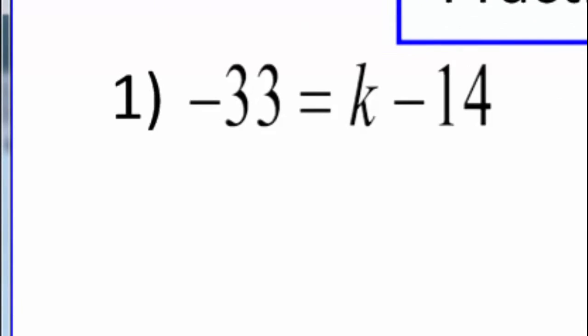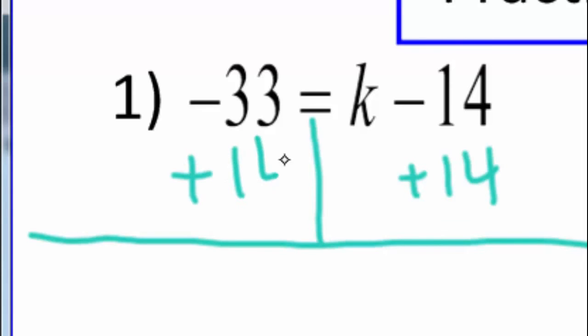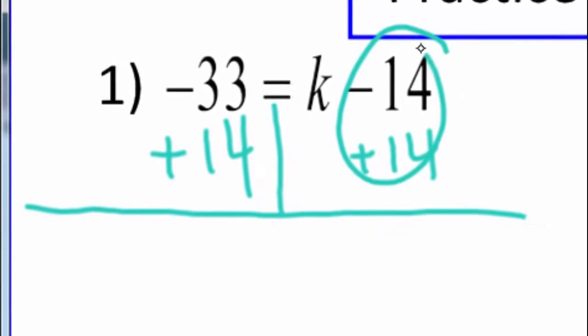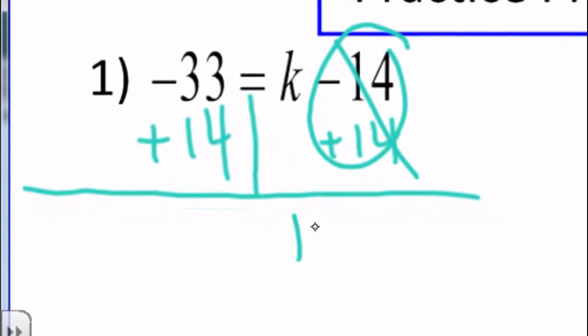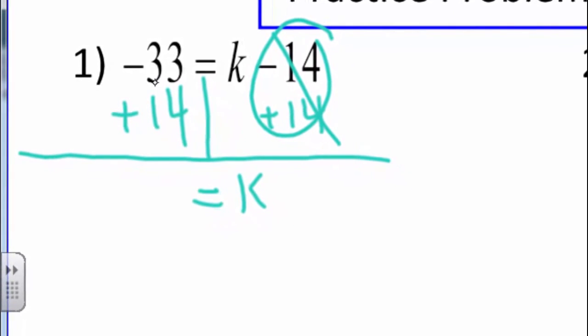Alright, number 1, negative 33 equals k minus 14. I'm going to look at the right side of the equal sign. And k minus 14, how do I zero out this constant negative 14? I would add 14. But what I do to one side of the equal sign, I must do to the other. So k minus 14 plus 14, these zero out. That leaves me with k. And negative 33 plus 14, that's going to leave me with a negative 19.